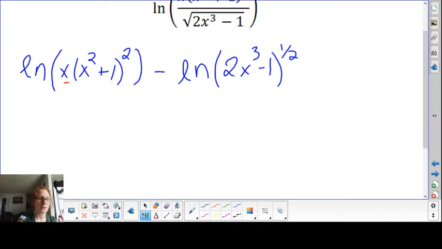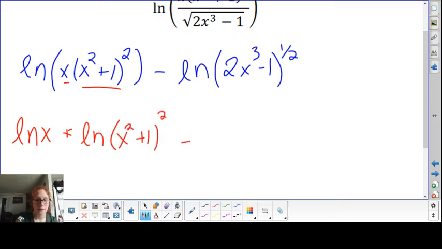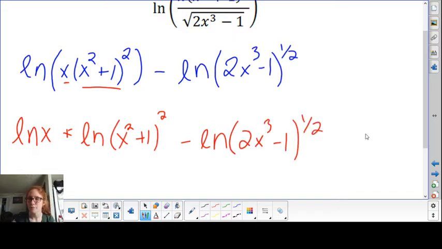Since I only have this little guy being multiplied by this guy, I have the natural log of x plus, and when I pull it apart, each term gets a natural log, just like I did above in blue by splitting it with the subtraction. So the natural log of x plus the natural log of (x squared plus 1) quantity squared minus the natural log of (2x cubed minus 1) to the 1/2 power.